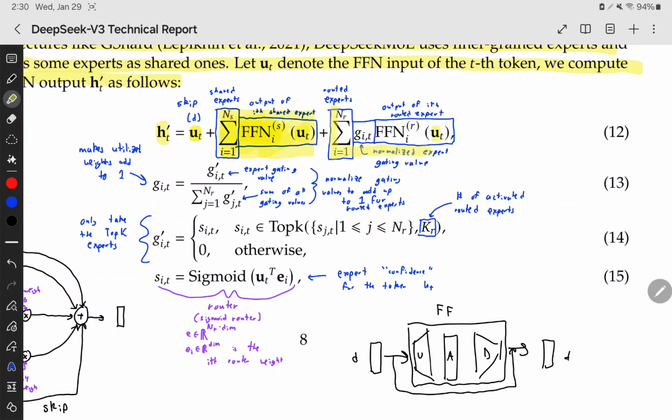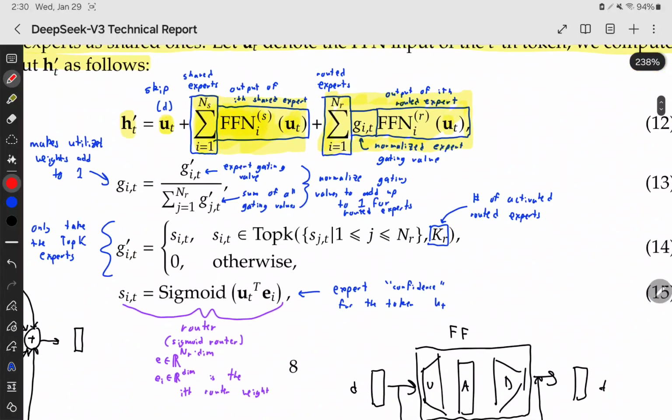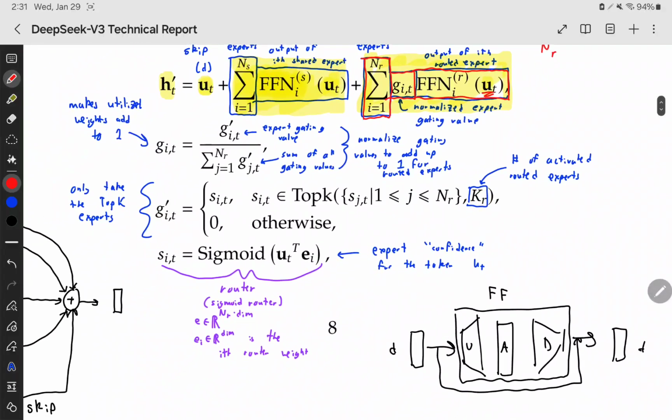This is the interesting part here. This is the mixture of experts part. So this has 2 parts to it. What you're doing is you have N sub R number of experts, so whatever that may be, and you're summing over every expert. So you're not summing over the active experts, you're summing over every expert. So every expert will have a weight corresponding to it, and that comes from your router, and every expert will also have the output of said expert with the input sent through it.